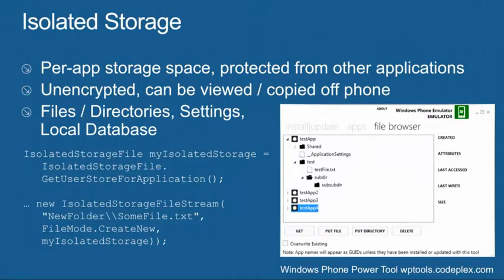So Windows Phone has this concept of isolated storage, just like on Windows Desktop. And it's a pretty simple snippet of code. You can basically create files and directories underneath a tree that only your app can see. And you can also access a nice simple settings API to store settings in there, and you can do local database work.